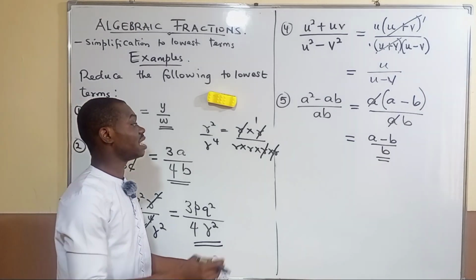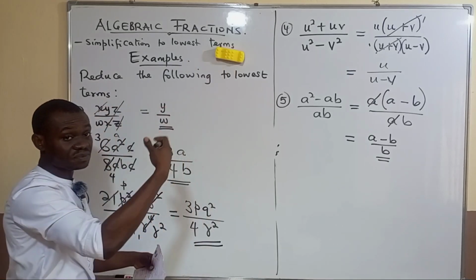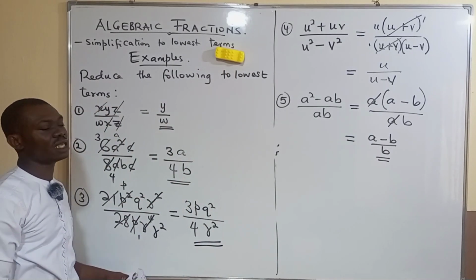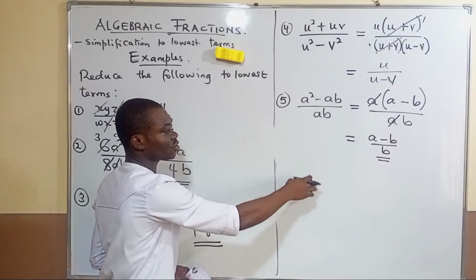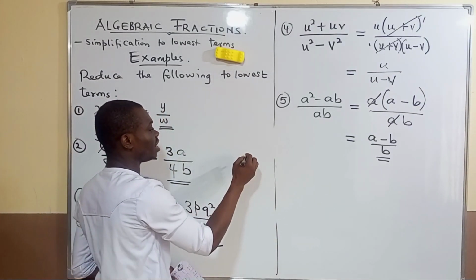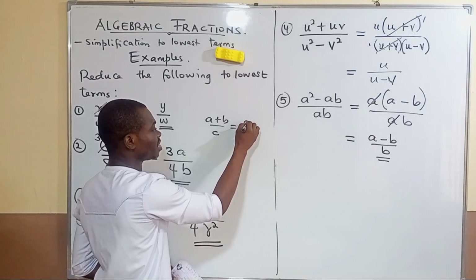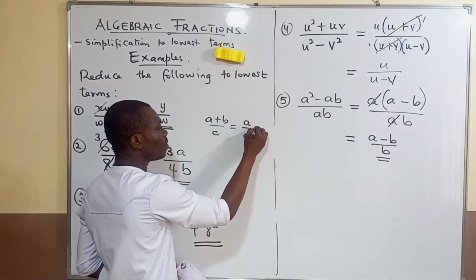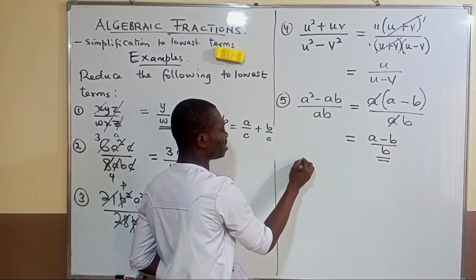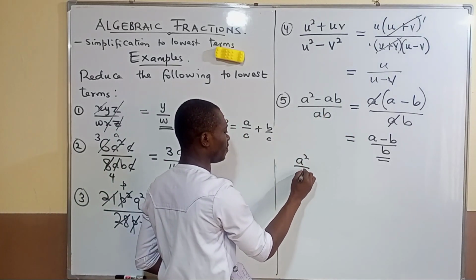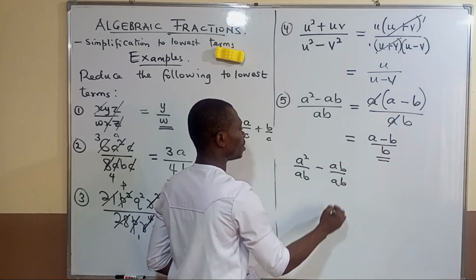However, I said that there is another method, which we are going to see under operations involving fractions, where you have addition and subtraction of fractions. Now we are told there that if I have A plus B over C, that is actually the same as A over C plus B over C. So that means I could have written this as A squared over AB minus AB over AB.